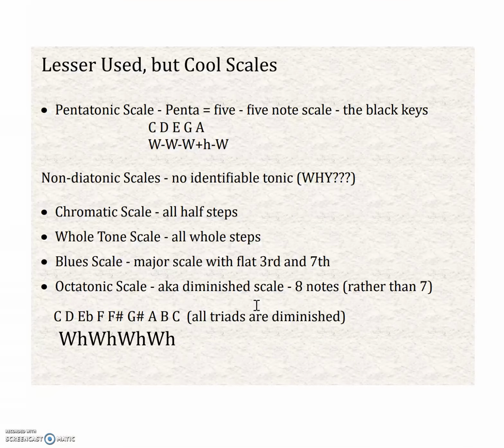Okay. The next, lesser used, but still totally cool scales. The first is a pentatonic scale. Penta meaning 5. There's only 5 notes, okay? And so if you just think about the black keys, it's a whole step, a step and a half, and another whole step. Okay, pentatonic. Now, these are non-diatonic scales, and there's no identifiable tonic. And I'm going to ask you why, and we'll talk about it after we talk about all 4 of these scales.